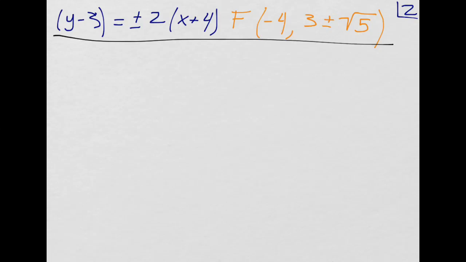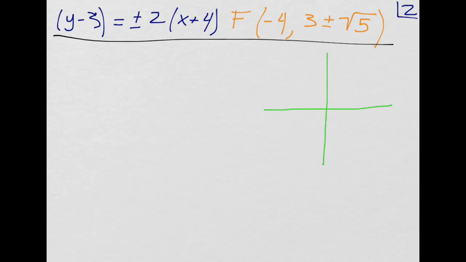Now that's actually pretty useful the way this is written, because we can learn a lot just from these two little pieces of information. For example, notice the way the foci are written. The x value is the same and the y values are changing. The whole plus or minus there tells you that this is going to be a vertically opening hyperbola.